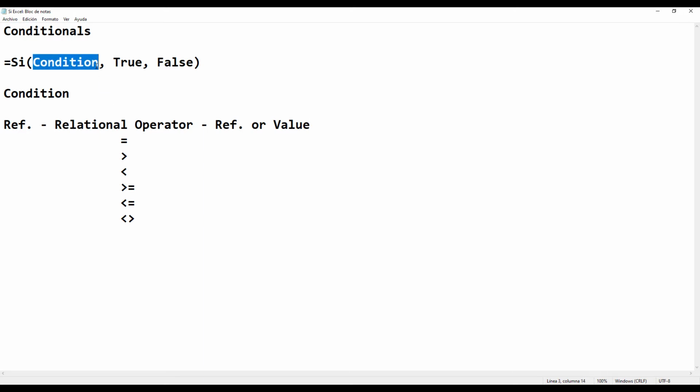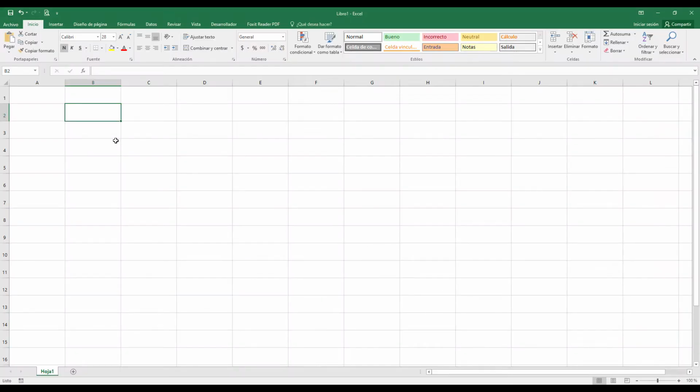Now, if the condition is true, comma, you can do that. What you can put here, you can put text, you can put numbers, and you can put another formula. Comma, false. If the condition is true, you can do that. If not, you can do that. Okay? Well, now we will see a sample.